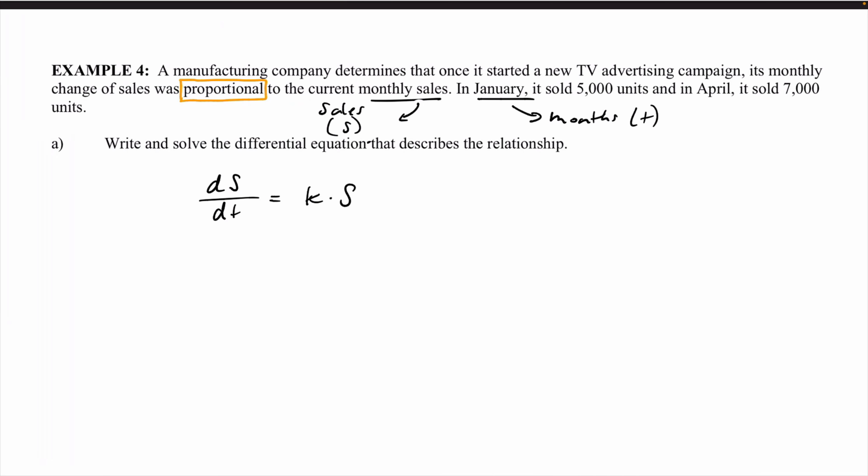Alright, so 7,000 equals 5,000 times e to the 3k. So U equals 1/3.